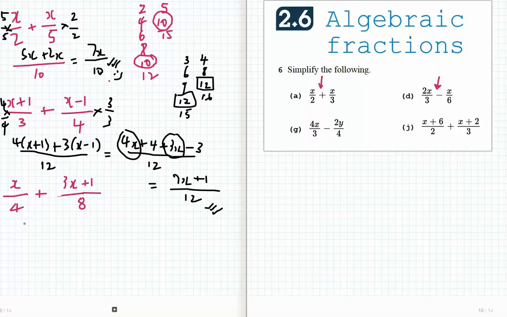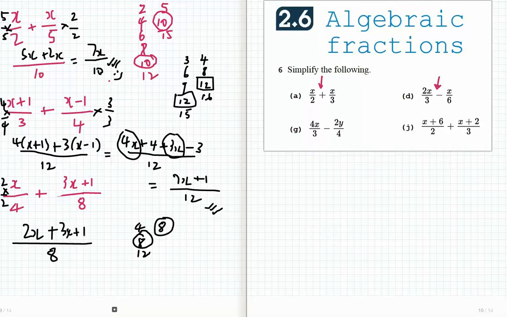In the third example, this is over 4 and that is over 8. So if I go down my 4 times table, 4, 8, 12, 8 is the lowest multiple. Therefore, I need to express them over 8. This one needs to be multiplied by 2 over 2 to get it over 8. So that becomes 2x. This one's already over 8. So I just write plus 3x plus 1. Which leaves me with an answer of 2x and 3x is 5x plus 1 over 8.